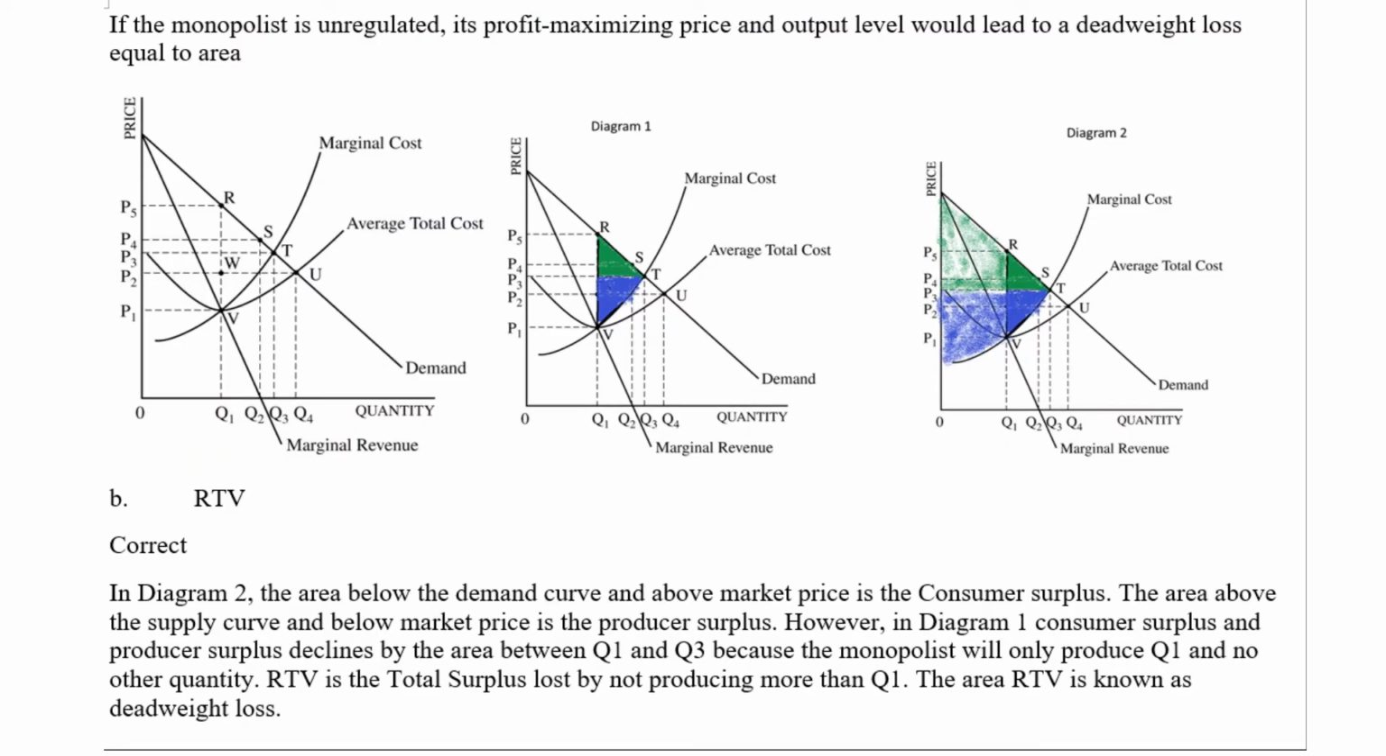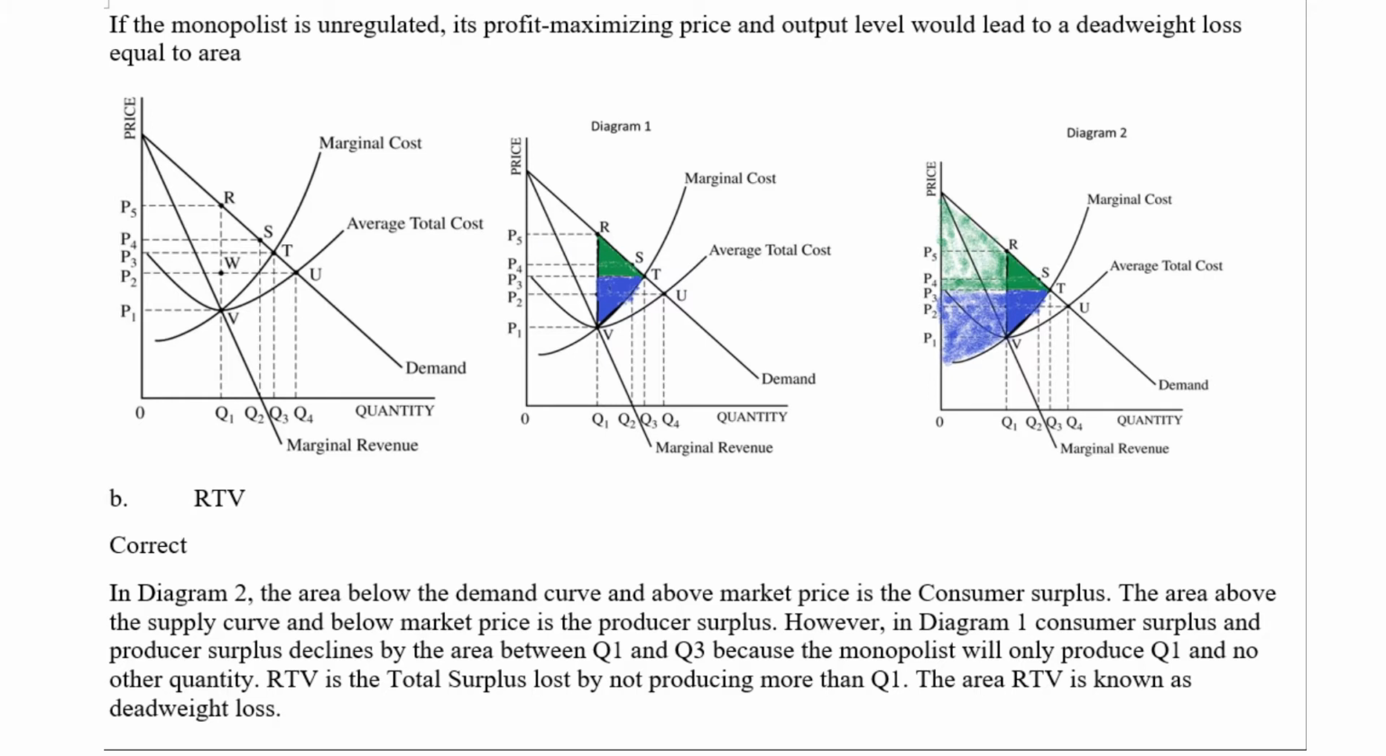If the monopolist is unregulated, its profit maximizing price and output level would lead to a deadweight loss equal to the area B, RTV. So you see three diagrams here. The first diagram is the original question. Diagram 1 is where I've segregated the original diagram, and diagram 2 is another variant. But these are all three pictures of the same diagram. I just color-coded two of them to show differences in deadweight loss. So B, RTV is correct.